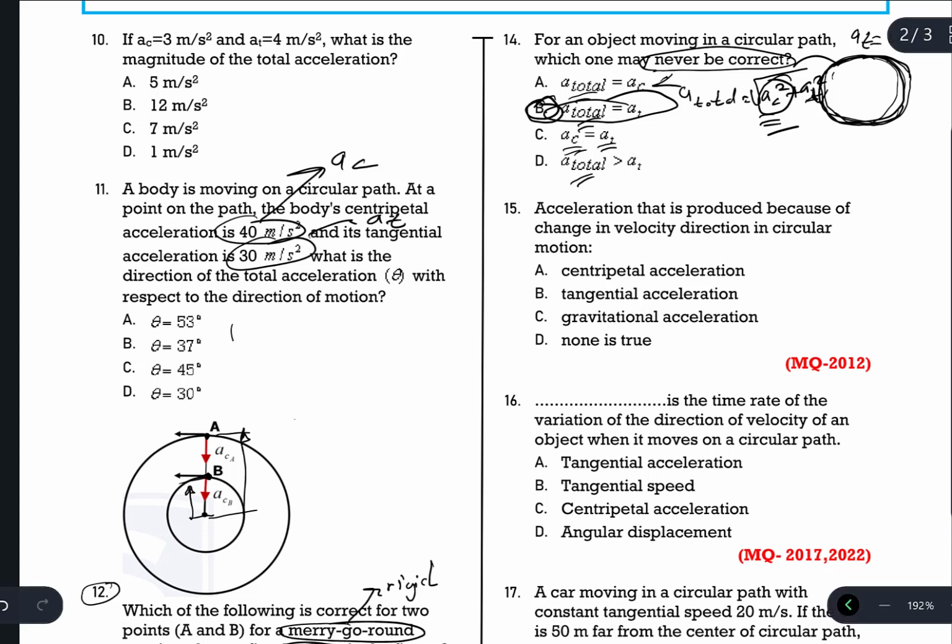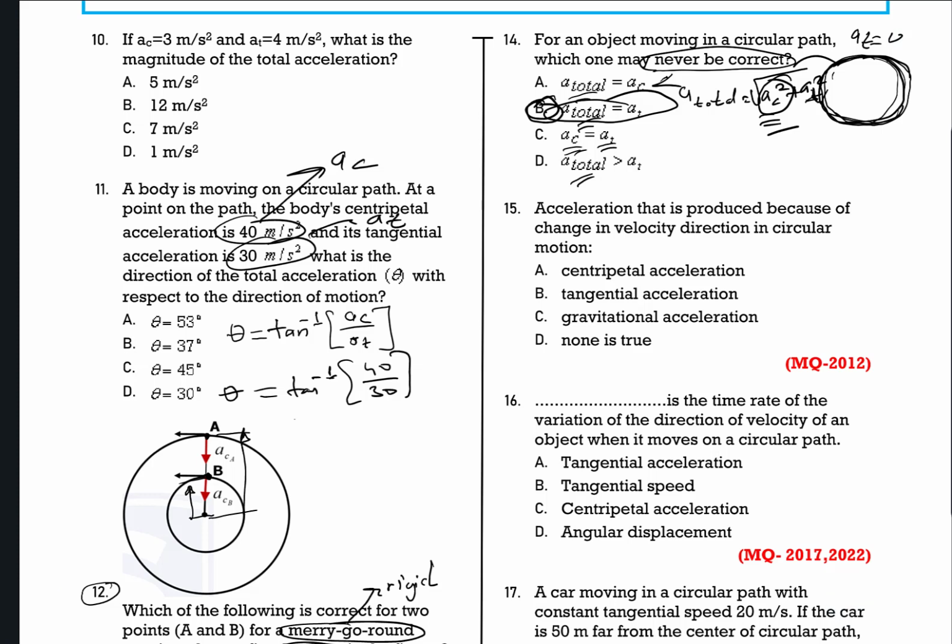So the theta equation we have in the book, but there are usually no numerical problems with this equation, which is AC divided by AT, but possibly they can give it, and they did this before. So tangent inverse, AC is given as 40, AT is given as 30. So on the calculator, shift tangent, bracket 40 divided by 30, close the bracket, answer is 53. So 53 degrees is the angle.